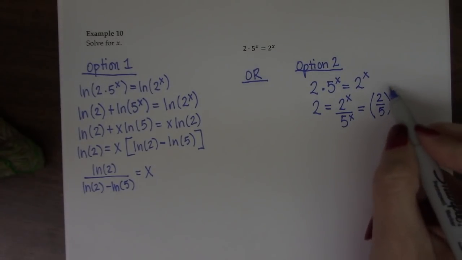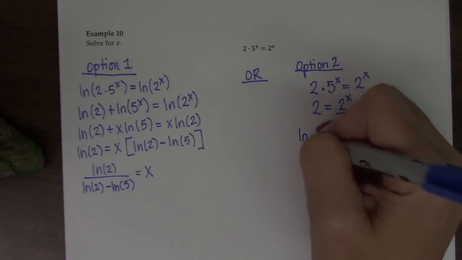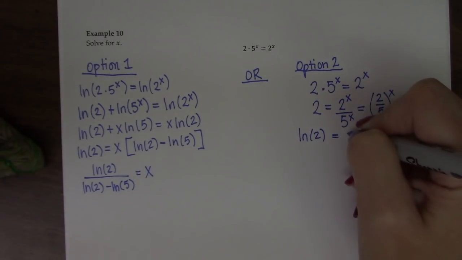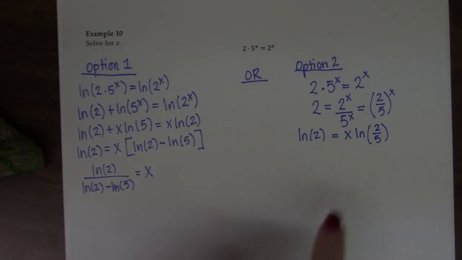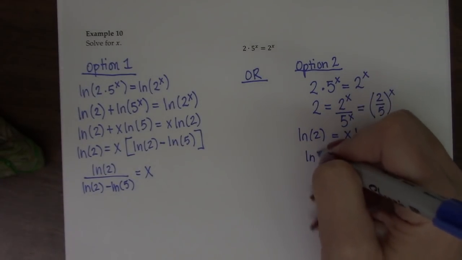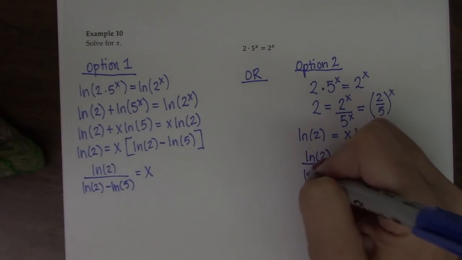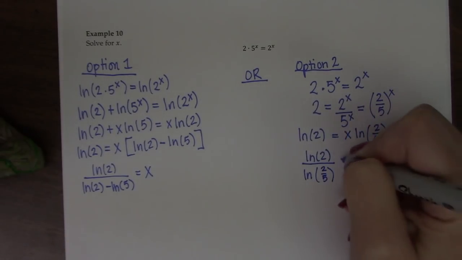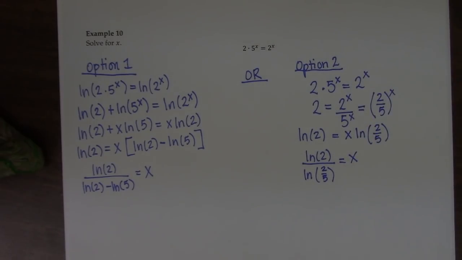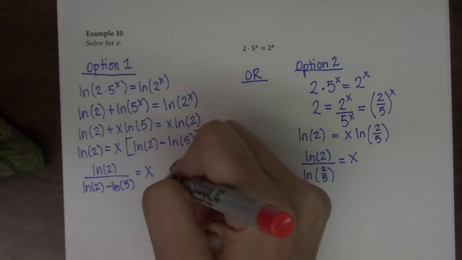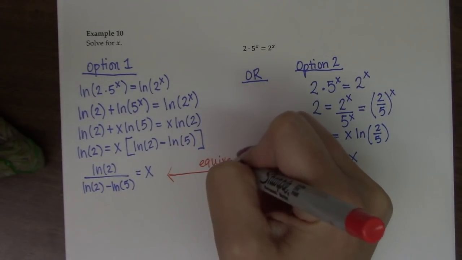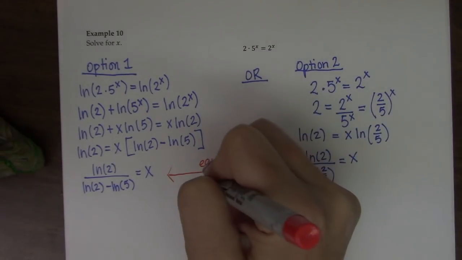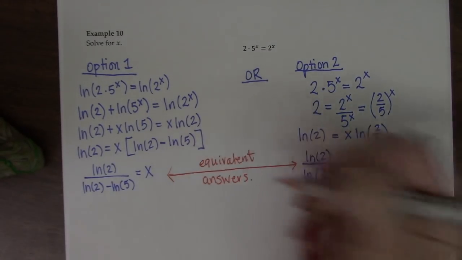So now I still need to get this x out of the exponent. If I take the natural log of both sides, I get x natural log of 2/5, because as soon as I take the natural log, I can pull the x down front. And now natural log of 2 divided by natural log of 2/5 equals x. So if you actually type these into your calculator and do a decimal approximation, you will see these are equivalent answers.